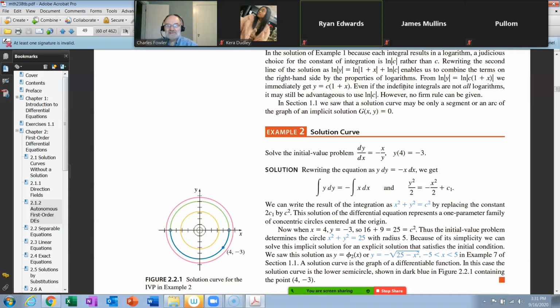So sometimes it is a good idea, especially if the y is a log function, then it sometimes is beneficial to make the constant a log function as well, because the log of a constant is a constant. We're just dealing with a constant there. Now in section 1.1 we saw that a solution curve may be only a segment of an arc of a graph of the implicit solution. Well, you have to go back to 1.1 and see what they're talking about there.